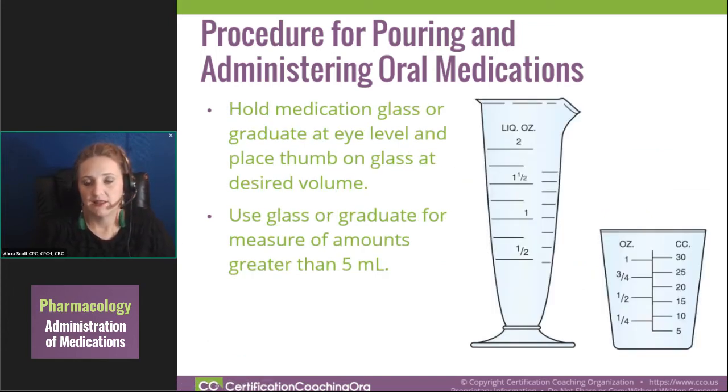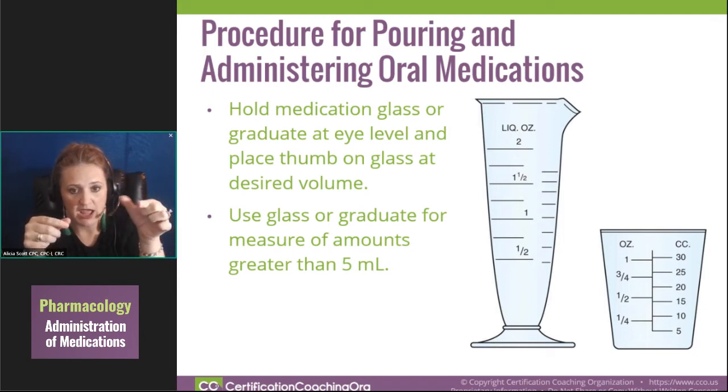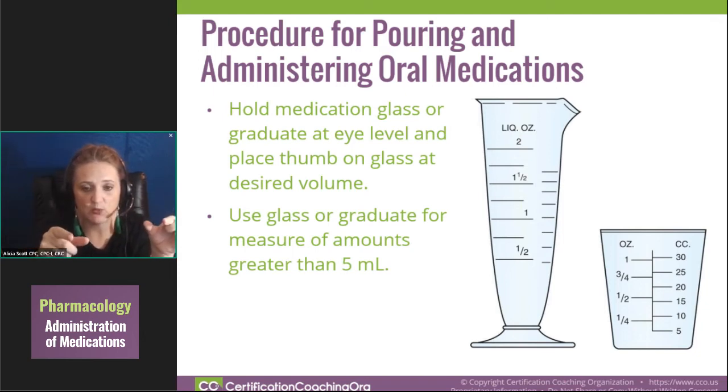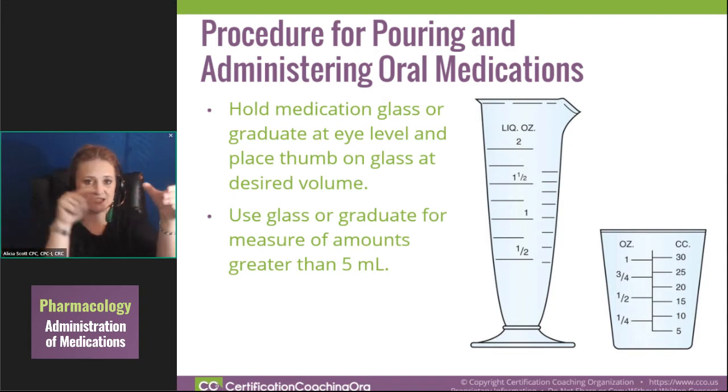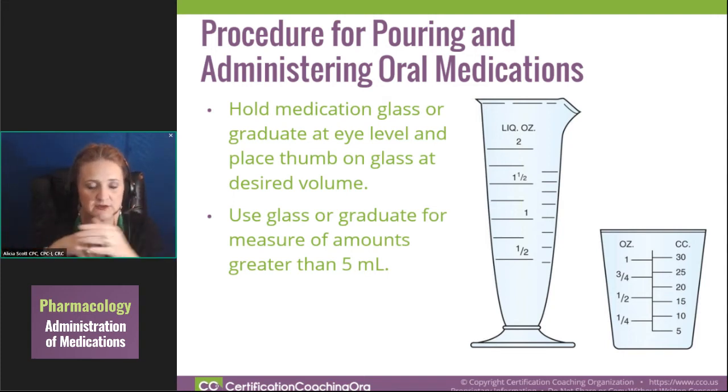More on the proper way to pour liquid medications. If you are going to use a medication glass, they call them graduates, then you're always going to do it at eye level. You hold it up at eye level and put your thumb where you want it. So if it's supposed to be at 1.5, you hold it at 1.5, put your thumb at 1.5, and when you pour the contents, your thumb is the marker for yourself.